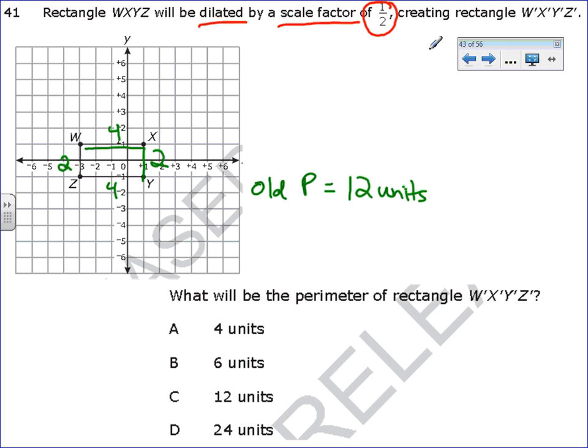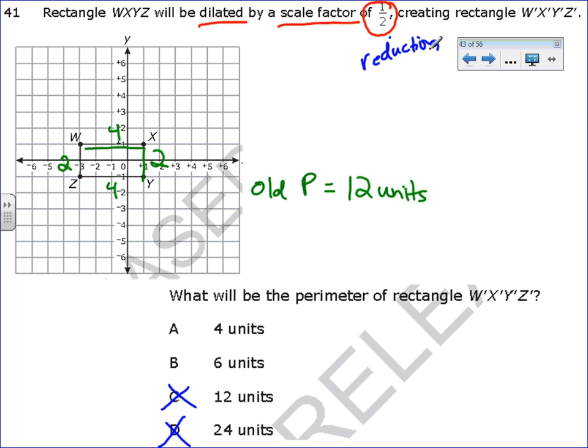Well, if I'm going to dilate this picture by a scale factor of 1/2, that means it's going to be smaller, which means I'm going to have a reduction. So this is what it is now, so C is definitely out. And it's going to get smaller, so it can't get bigger. That's out. Now I need to decide, is it going to go down to 4 or is it going to go down to 6?